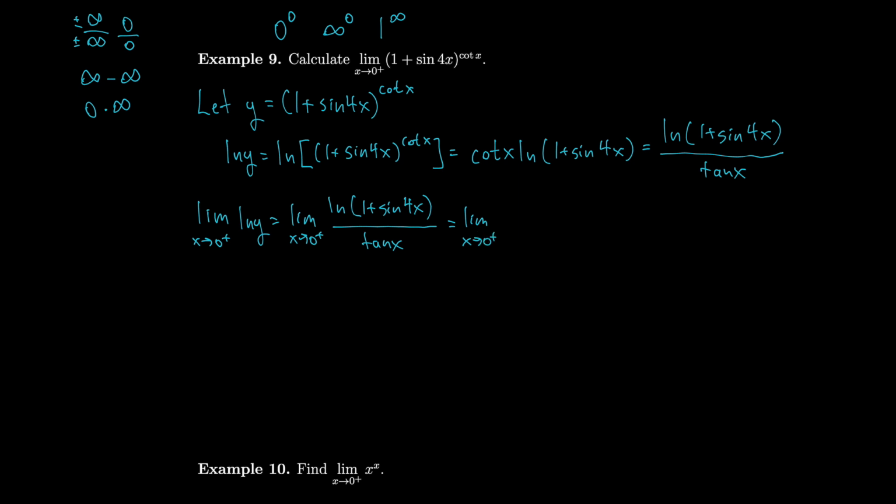of the derivatives. Derivative of ln 1 plus sine 4x, well, that's 1 over 1 plus sine 4x. Then we apply the chain rule and take the derivative of sine 4x, so that's 4 cosine 4x. Do the chain rule twice, actually. So we get 4 cosine 4x over 1 plus sine 4x for the derivative of ln of 1 plus sine 4x. Now the derivative of the denominator. Derivative of tangent is secant squared.